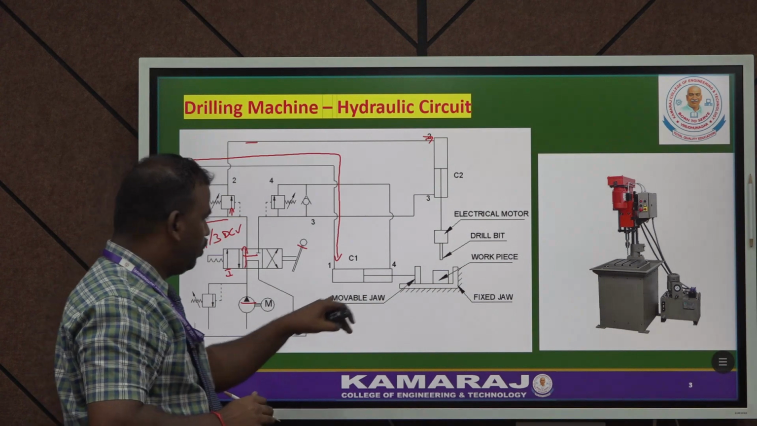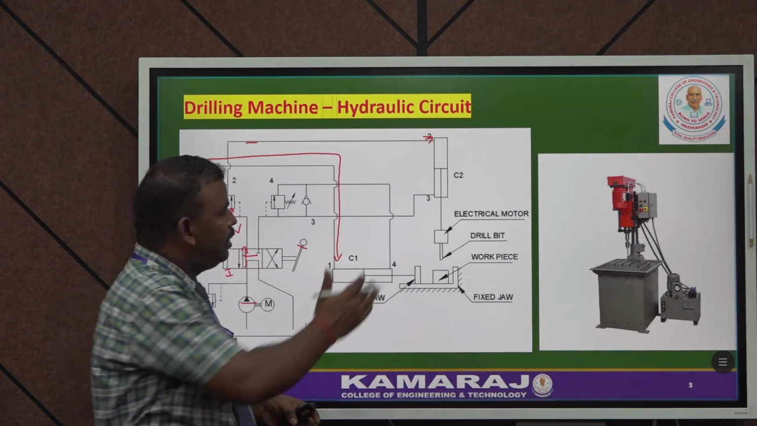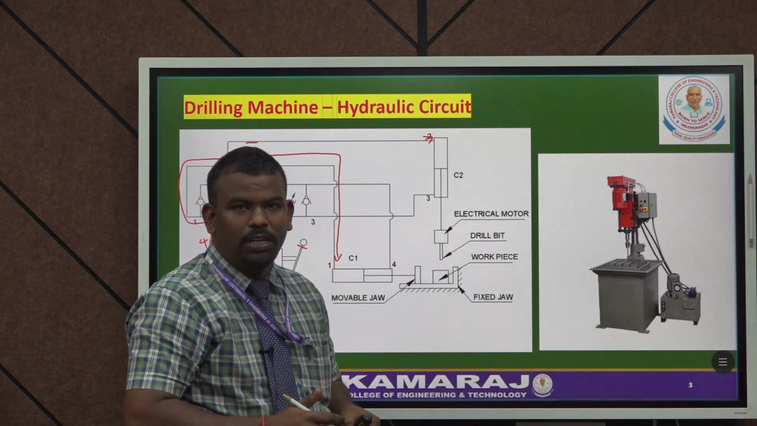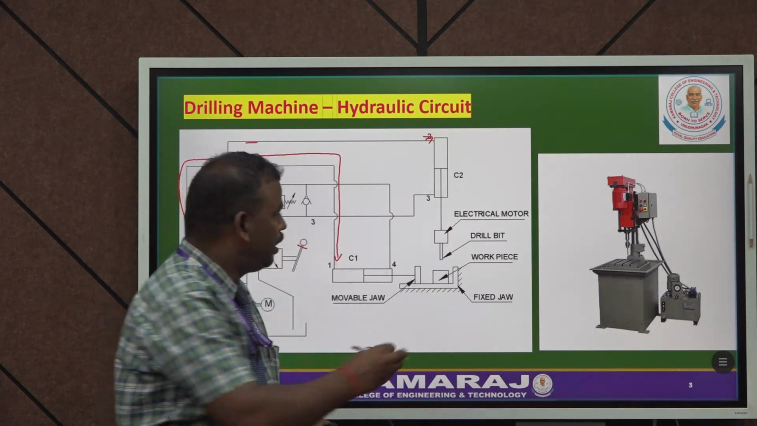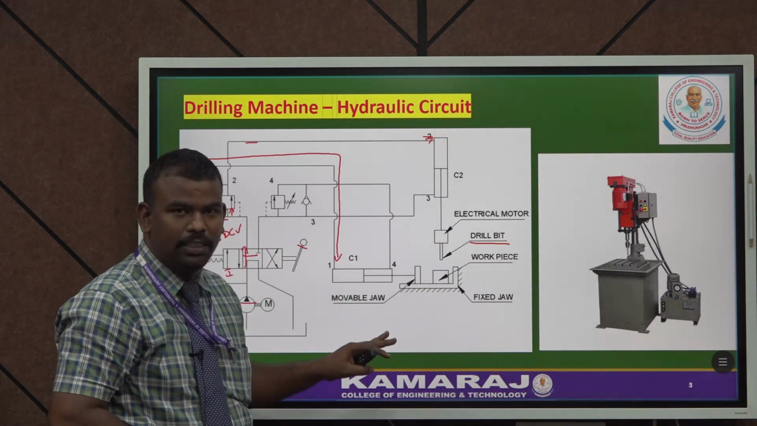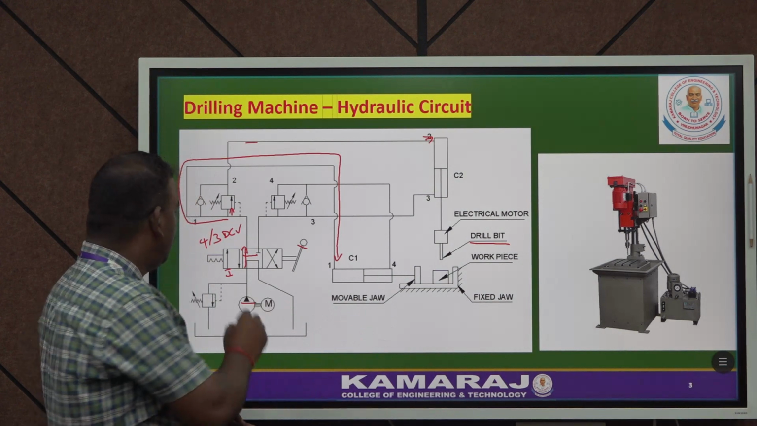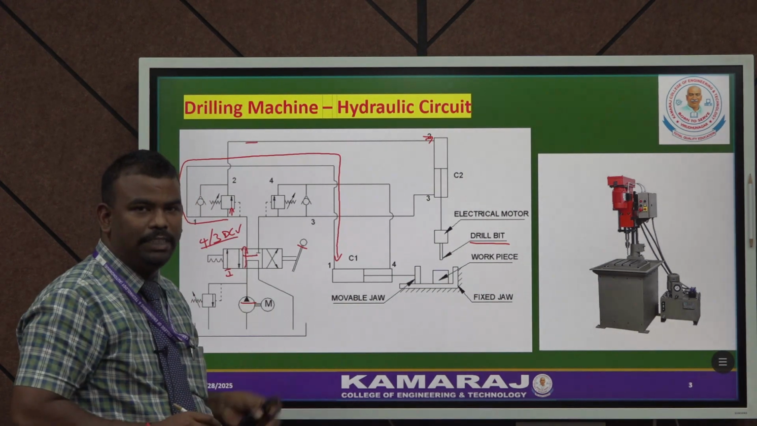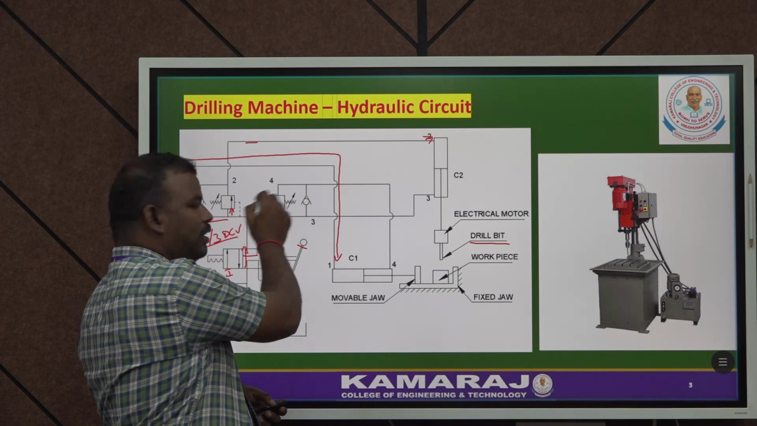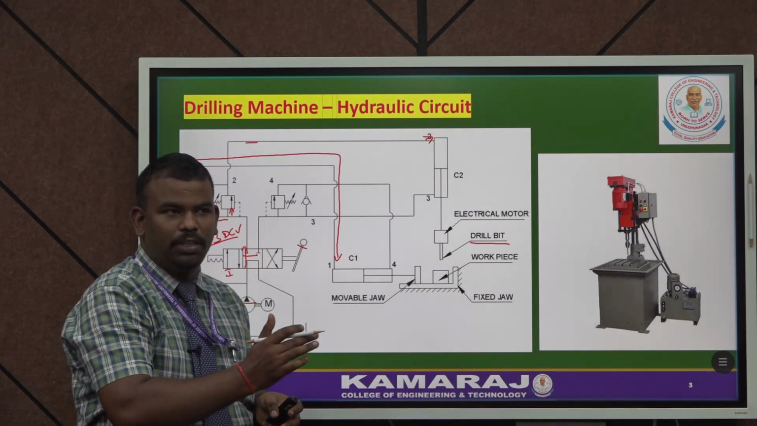Cylinder 1 is mainly used for clamping and declamping the workpiece. Cylinder 2 is mainly used for extending and retracting the drill bit. These are the main applications of the two cylinders. For these applications, the direction is controlled by the 4x3 lever type DC valve, and the sequence valves are used to control the sequence of operations.